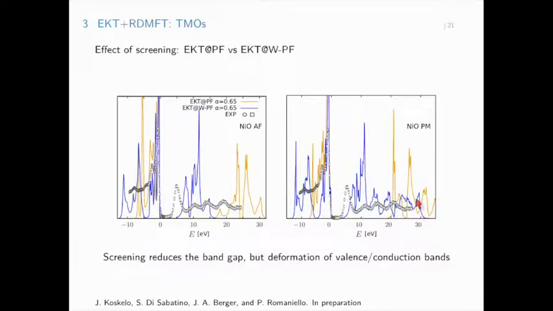So we suspected that this problem is due to the fact that orbitals with different natures in this material, so orbitals with s and p nature and the more localized d orbitals, behave in a different way when we introduce the screening. So this is a point that we are still studying in more detail. So this is still a work in progress.